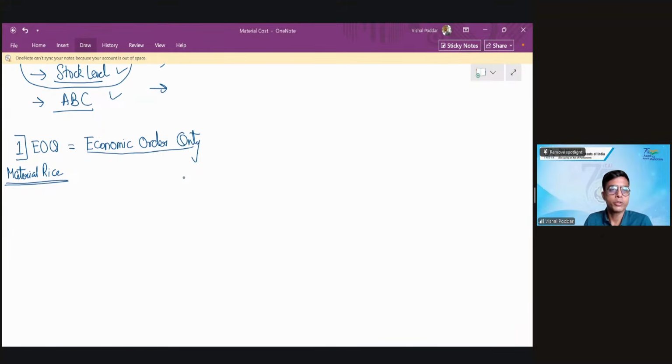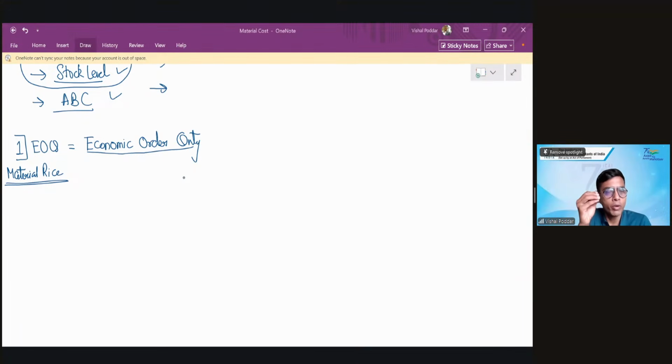Yes, beta. Once you have found out this per unit charging price, when you multiply it by the quantity of material issued, you get the material that is to be charged to production. And when you multiply it by the closing stock quantity, you get the value of closing stock.